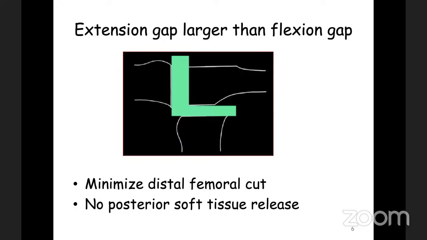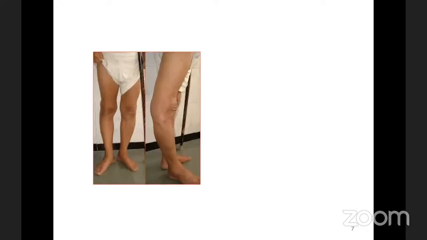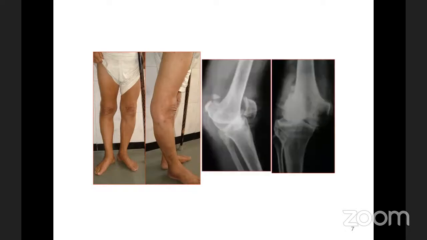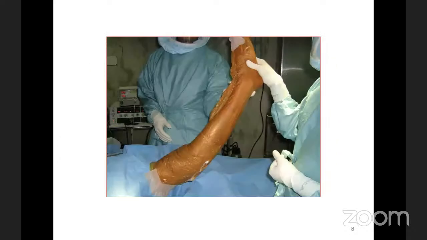One needs to minimize the distal femoral cuts and try to balance that with the flexion gap as well. Obviously, one is not going to do any soft tissue releases posteriorly. Sometimes even big osteophytes posteriorly may need to be left alone if they are providing some stability posteriorly. Some examples here. This patient presented with 20-25 degrees of hyperextension, and this essentially was osteoarthritis with significant bone loss, and that is under anesthesia.